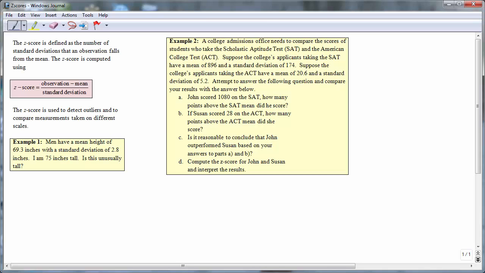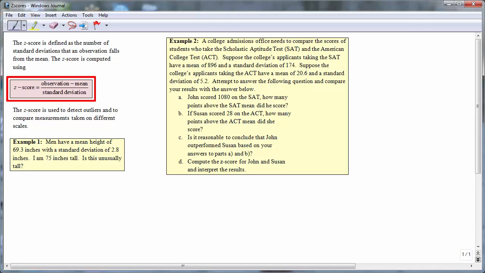In this video, we learn how to work with the z-scores. The z-score is defined as the number of standard deviations that an observation falls from the mean. The z-score is computed using the formula: the observation minus the mean divided by the standard deviation. So this is a two-step process. You first subtract the mean and then you divide by the standard deviation.